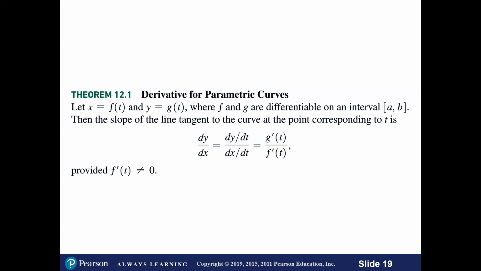And that's our derivative for parametric curves. So I have x equals f of t, y equals g of t. The assumption, of course, is that f and g are both differentiable on an interval for t. Then the slope of the line tangent to the curve at the point corresponding to t is dy dx, that's dy dt over dx dt, or using the notation that we had, g prime of t over f prime of t. And that, of course, is provided that f prime of t is not equal to 0.